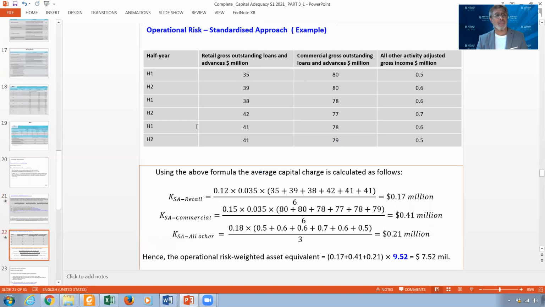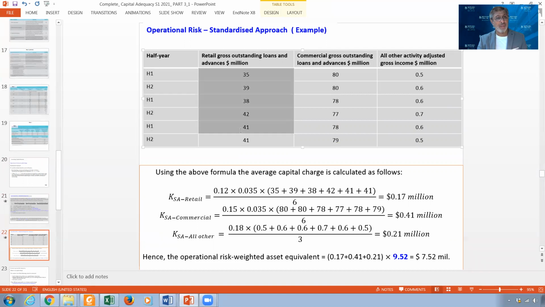Let's look at this example. So as you can see, this is the retail banking. This is the loan for retail banking for first half of year 1, second half of year 1, first half of year 2, second half of year 2, first half of year 3, and second half of year 3. As you can see, this is 6 periods, and this is the values, and this is the values for commercial banking, and this is the values for all other activities.